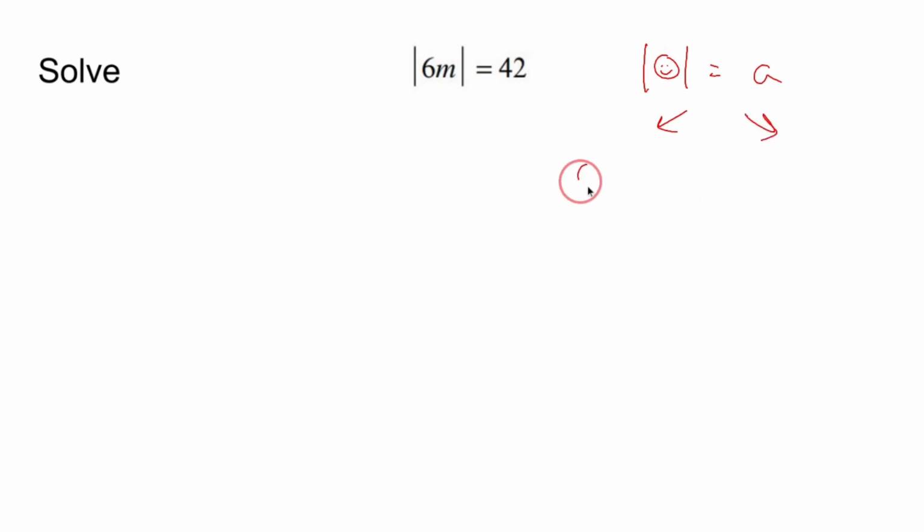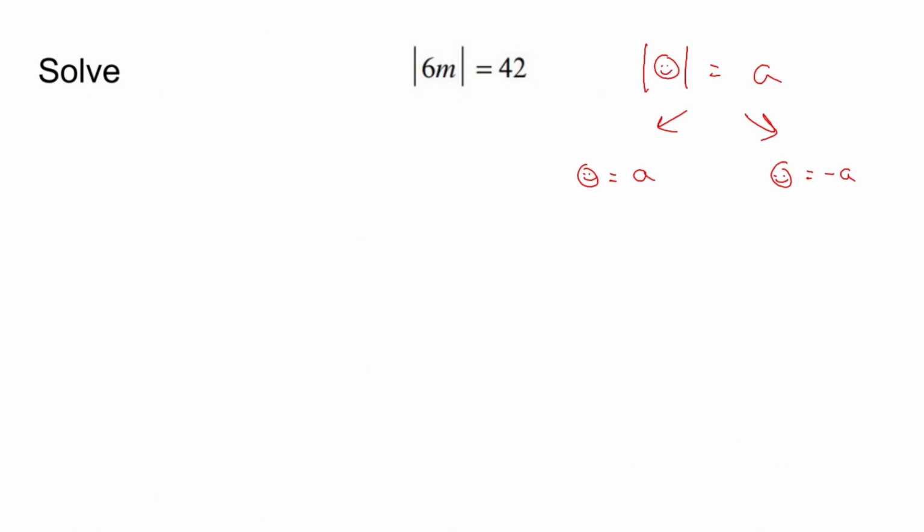You write out whatever's in the absolute value, so smiley face, whatever that may be, you set it equal, and then you have 2 equations where in one of the equations you write out the original right side, and in the other equation you write out the opposite of the right side.